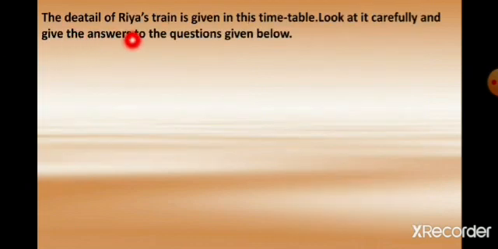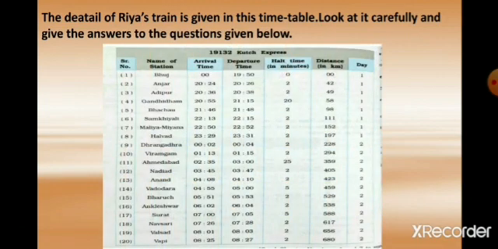Now, the details of Ria's train is given in this timetable. Look at it carefully and give the answers to the questions given below. This is the timetable of Ria's train. And this is name of the train, that is Kutch Express. So here's information like name of station, arrival time, departure time, hold time, distance and day are given in this timetable. Name of stations will show that from which station journey will start and from which station it ends, and in between how many stations will it cover.